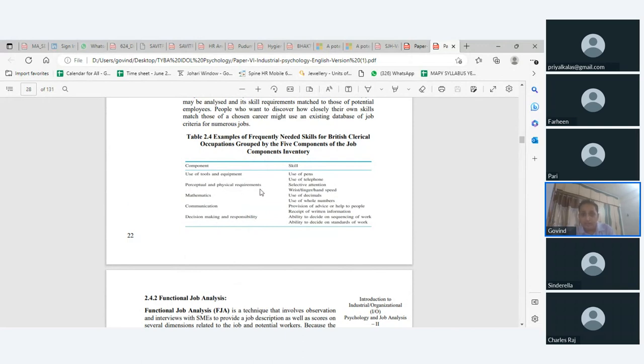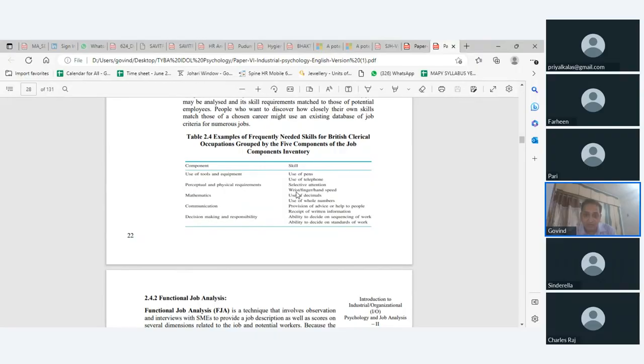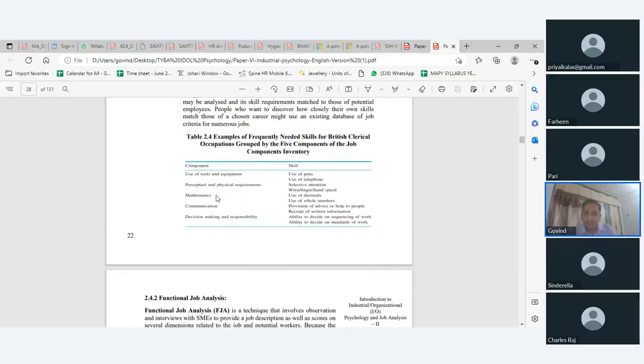So perceptual physical requirement. Should there be selective attention? No. A professor needs complete holistic attention. They need to see who is engaged, who is disengaged. Otherwise he will not be effective, right? In terms of wrist, finger, hand speed, not required in a professor. But what is required is mental ability, presence of mind. Any student can ask any question randomly, and he should be able to answer, right?